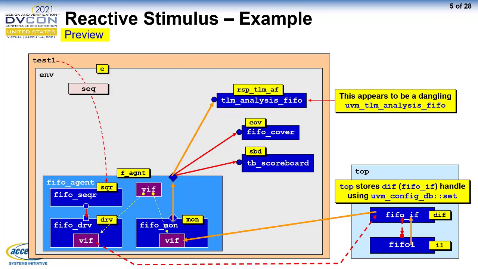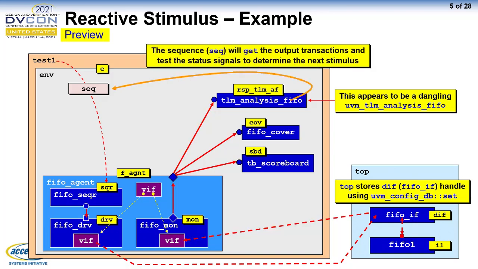At first glance, this appears to be a dangling TLM analysis FIFO that does not seem to have any value, but that is not true. Because the sequence has issued a blocking get command, it is waiting to retrieve the sample transaction from the TLM analysis FIFO. The sequence will then examine the status outputs that have been stored in the sample transaction, ignoring the sampled inputs, and determine what the next stimulus transaction should be and drive the updated stimulus back into the design.